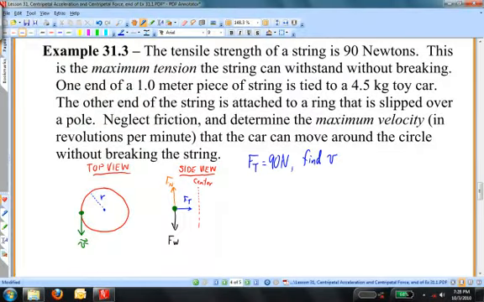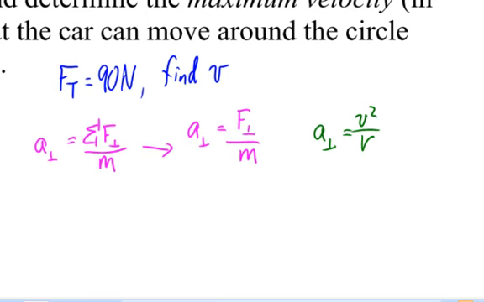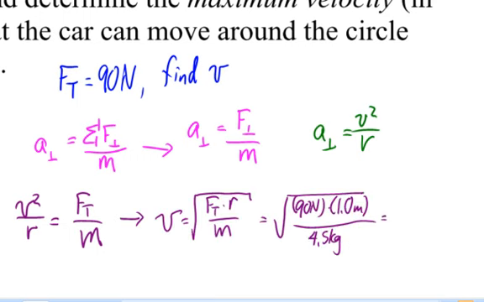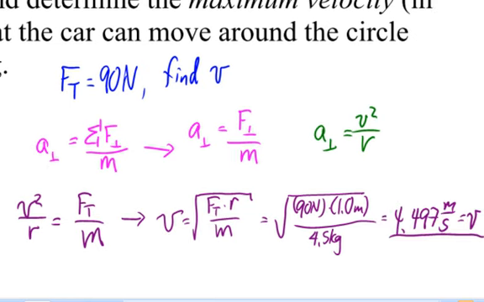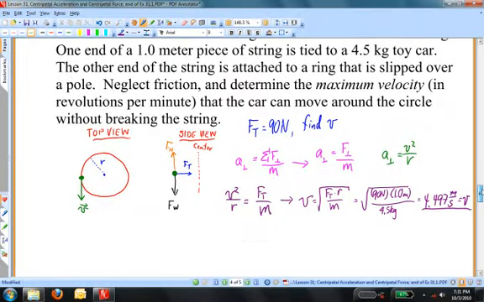So let's use Newton's second law. The centripetal acceleration is equal to the net centripetal force divided by the mass. In this case, the centripetal force is caused by the string tension. Let me put that in. And I know that the centripetal acceleration is equal to V squared over R. So I can rewrite this equation. And let's solve this equation for V. That's what I'm trying to find. And now let's put in the numbers and feed those numbers into the calculator. And I find that the speed is roughly 4.5 meters per second. In other words, if I exceed 4.5 meters per second, my string's going to break.